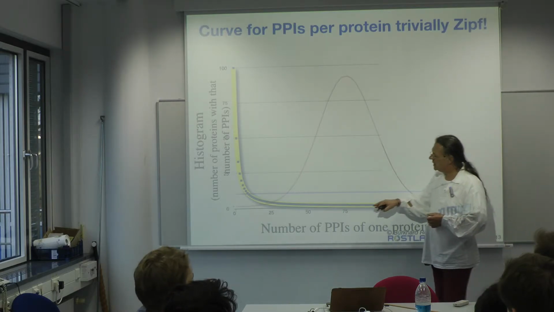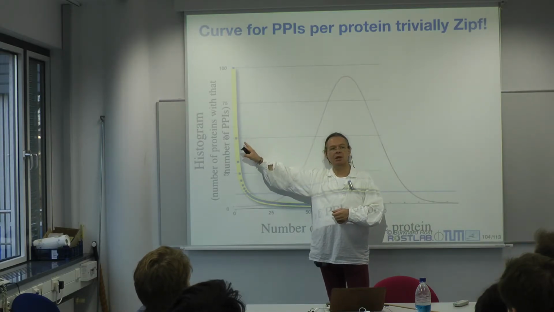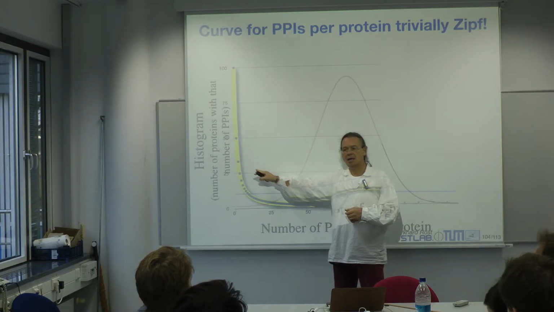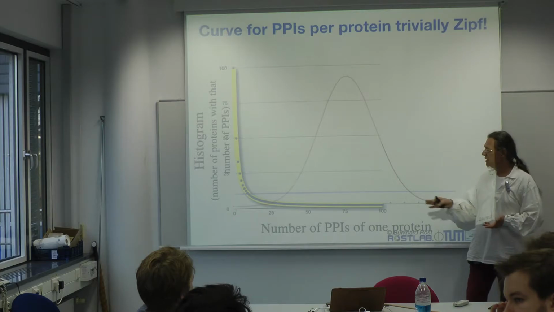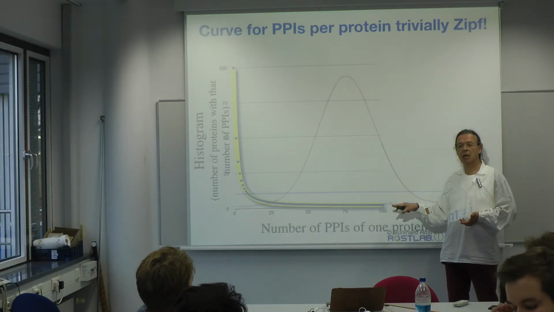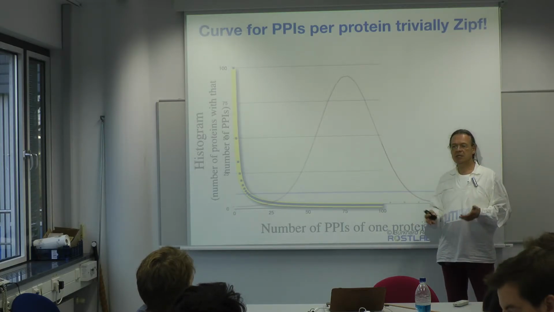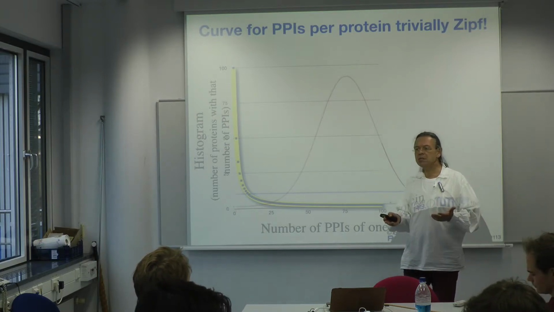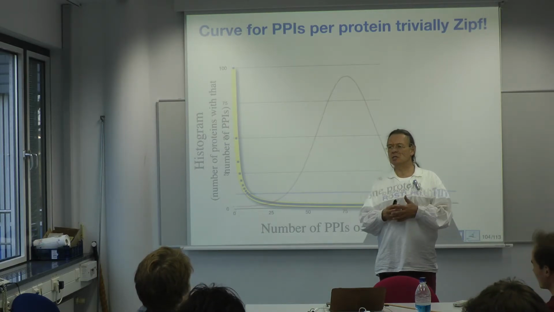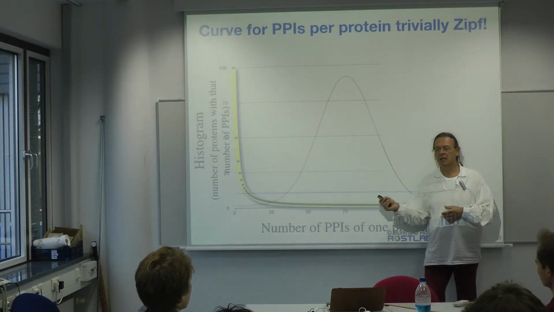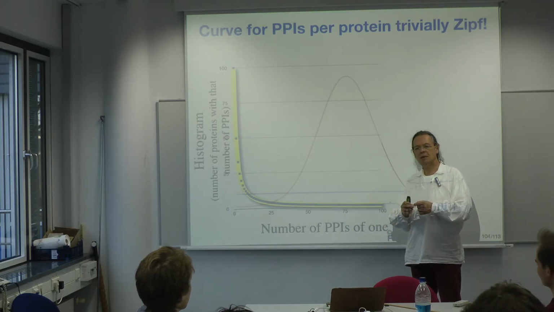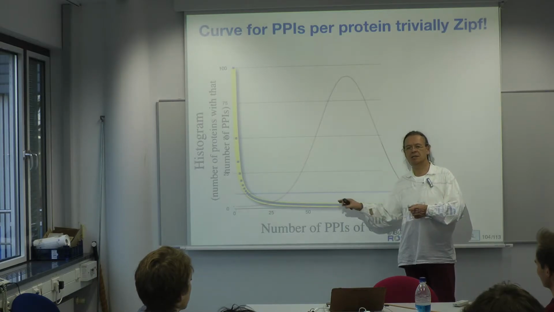And so this means that there are many proteins that have very few interacting partners, and there are some proteins that have a lot of interacting partners. And these that have a lot of interacting partners are called hubs. So these are central points, and by the way, the size of train stations, if you plot it, is also Zipf-distributed. So hubs in fact have a lot of interaction partners.